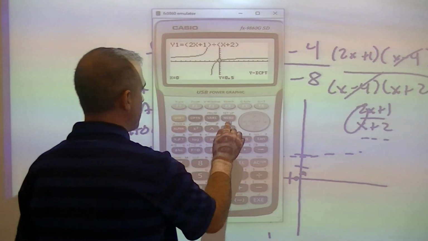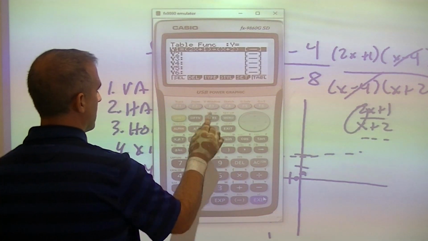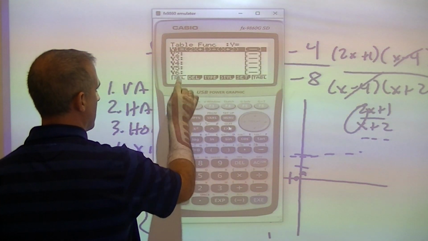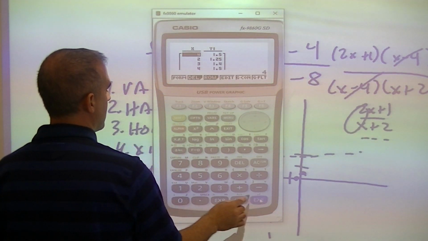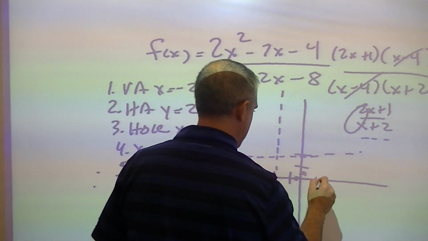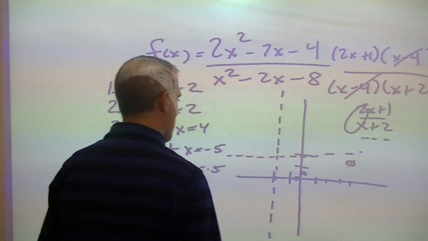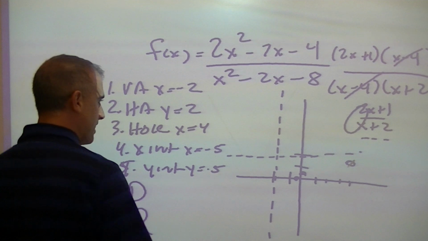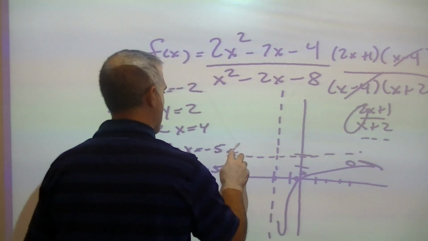So once again, I go into the table. Hit select table. I put 4 in there. It's 4 and 1.5. 1.5 would be about here. That's your hole. Okay, so that your curves would go through this. The curve would be over here.